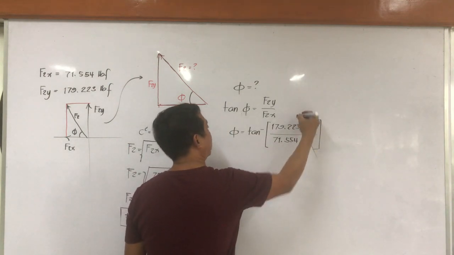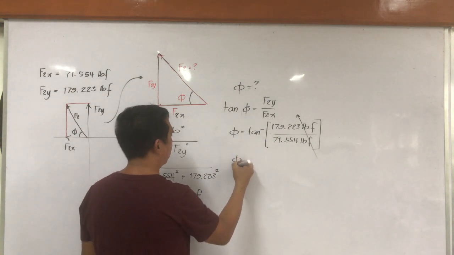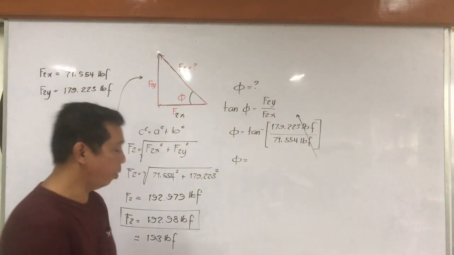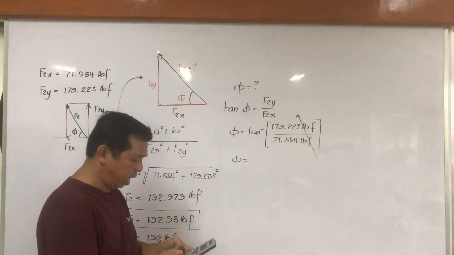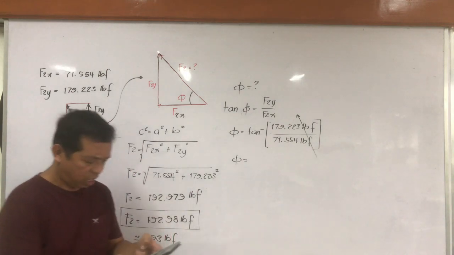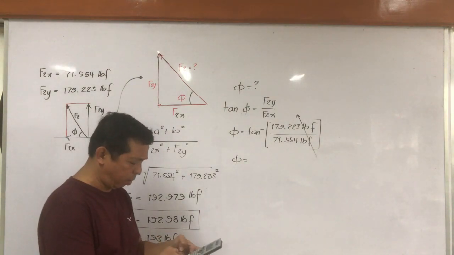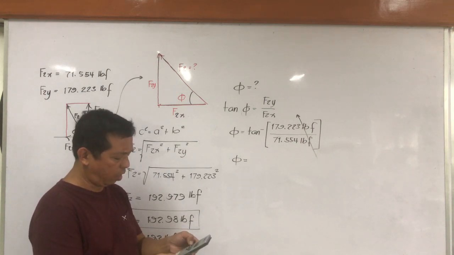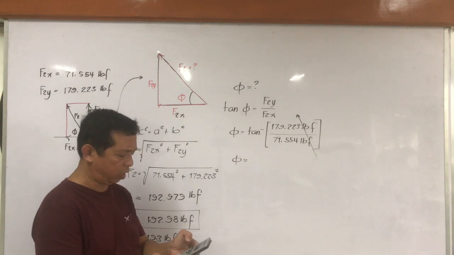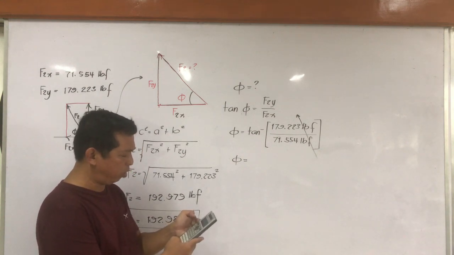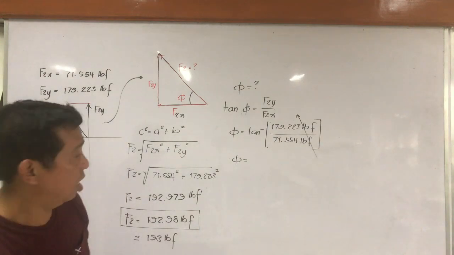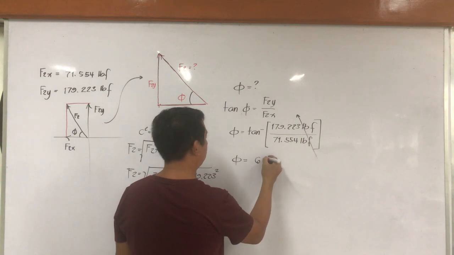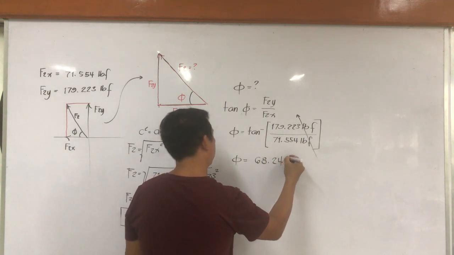Now you can have this cancelled, and upon computation, so we have 179.223 that needs to be divided by your 71.554 and getting the inverse tangent of that quotient, giving us 68.236. So that translates to 68.24 degrees.